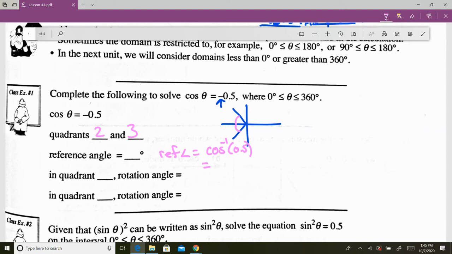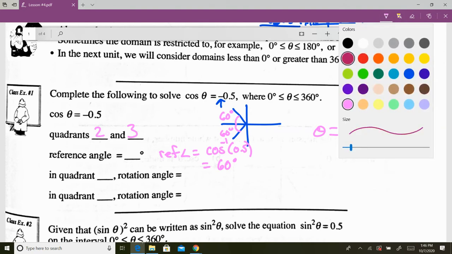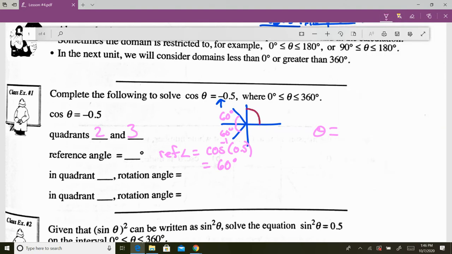Please practice this on your calculators because you're going to have to do it. 60 degrees. So I know that this is 60 and that is 60. So now when I say what is theta, basically I'm saying what rotation have I done from the origin to get to the first line? How far have I rotated? What angle? 120 degrees, right?